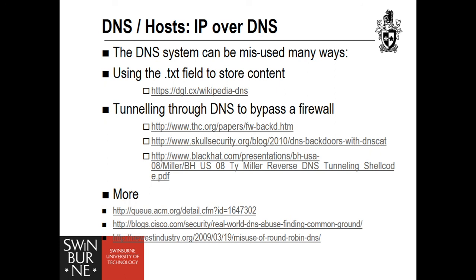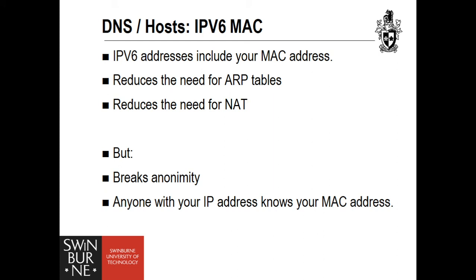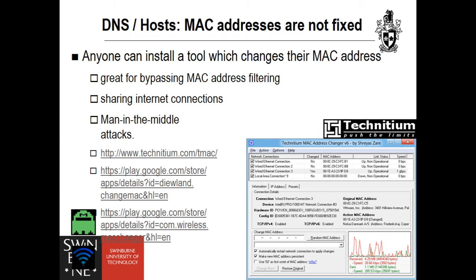IP over DNS. The DNS system can be misused in many ways, using the text field to store content, or tunneling through DNS to bypass a firewall. The IPv6 address includes your MAC address. It reduces the need for ARP tables. It reduces the need for NAT, but it breaks anonymity. Anyone with your IP address knows your MAC address.